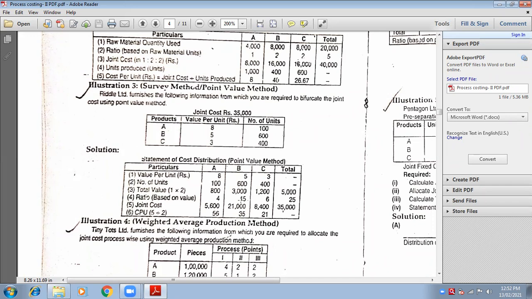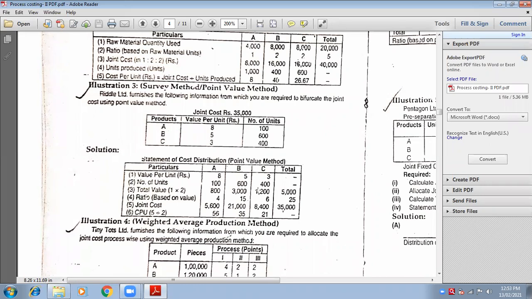So this is what is done in the table. If you can see, how many columns are made: particulars A, B and C. First is value per unit. Value per unit of A, B and C is 8, 5 and 3, so it is written here 8, 5 and 3. Now number of units: for A it is 100, for B it is 600 and for C it is 400. You write the same in horizontal format. Until you multiply both of these steps 1 and 2, you will not get total value.